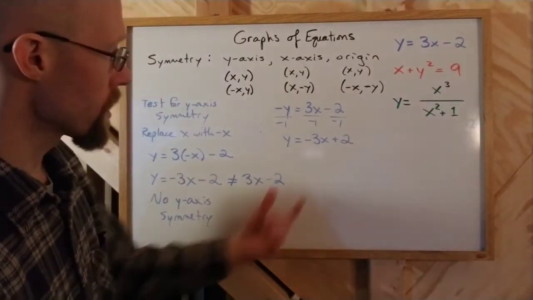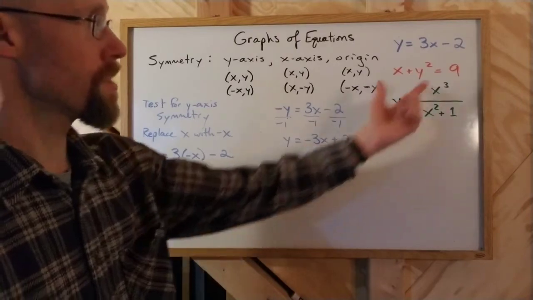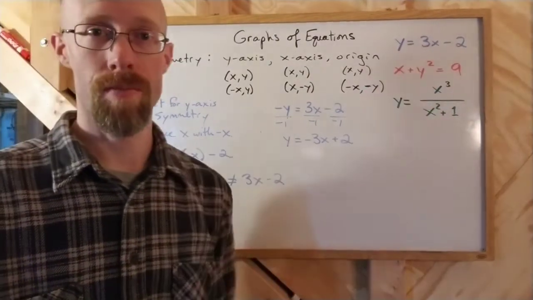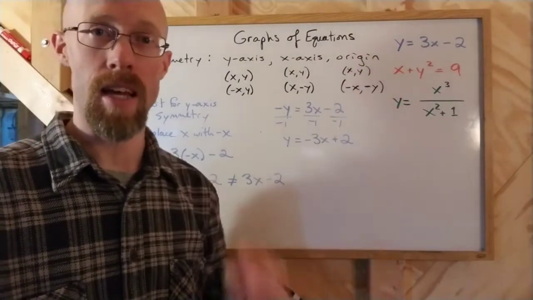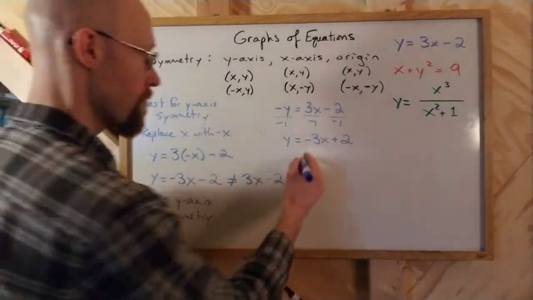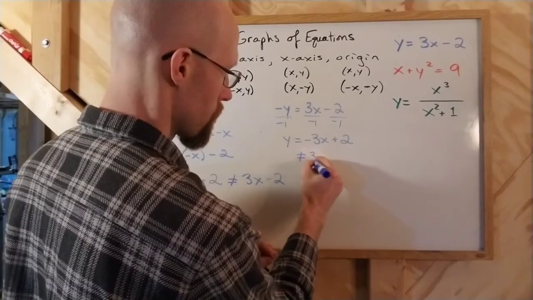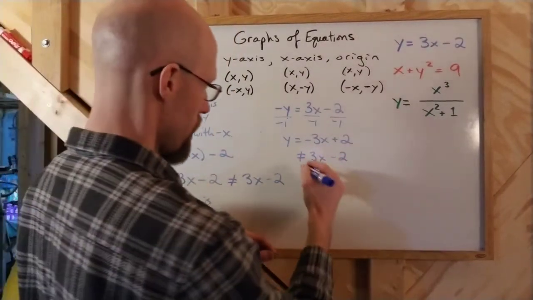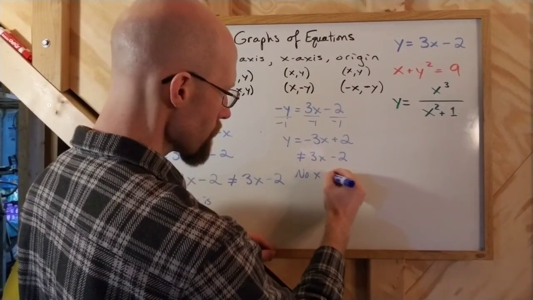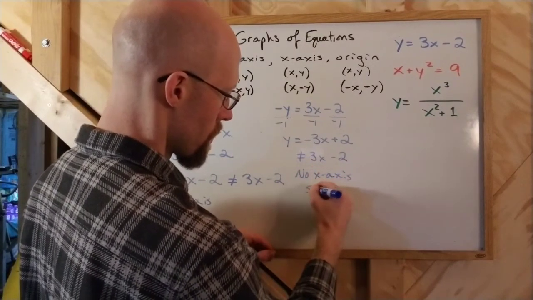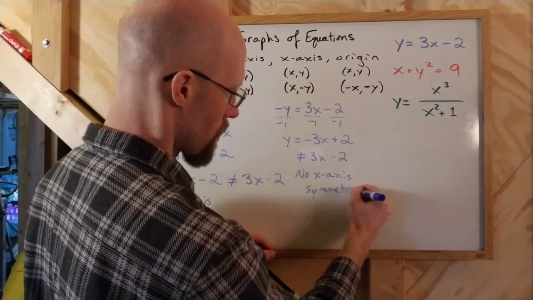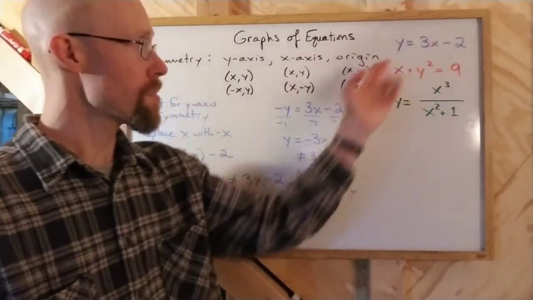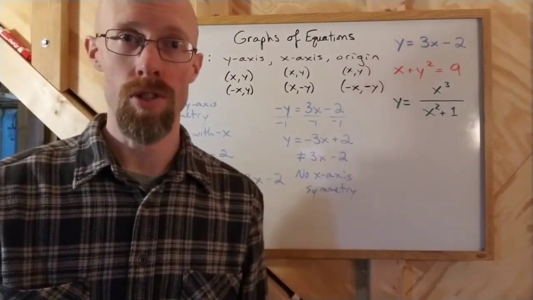Unfortunately, negative 3x plus 2 is different from 3x minus 2. These two things are not the same. The signs are both different. It would have to simplify to the exact same thing. Because it's different, this is not equal to 3x minus 2, so we would say there is no x-axis symmetry. Now we'll move on, same equation, but now we'll test for origin symmetry.